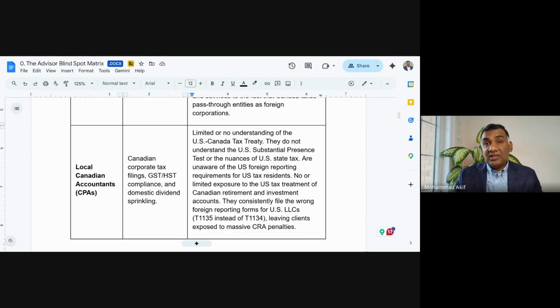So this is called an advisor blind spot. You're dealing with them on a regular basis. It's just that they're not equipped to deal with the cross-border situation that you are in. This is the root cause of the problem. These professionals have no idea, or have limited information in both cases. This is not their forte. So let's get to our blog.